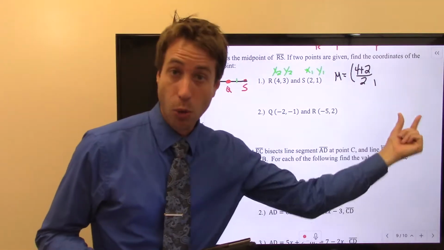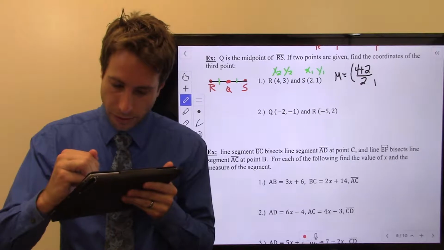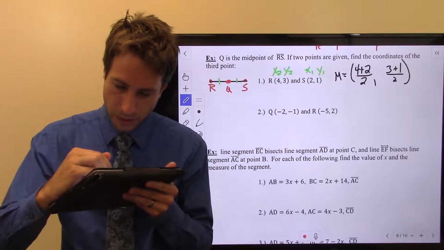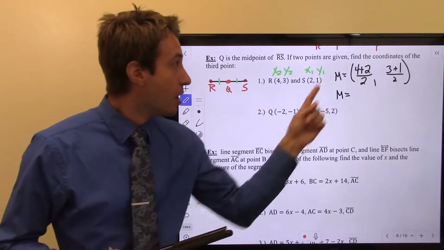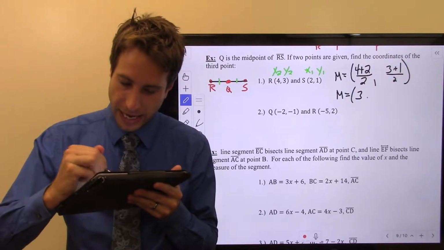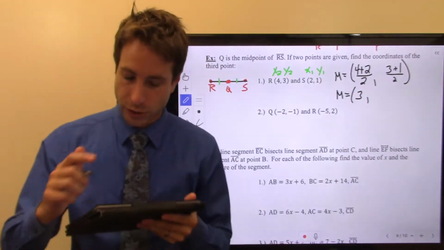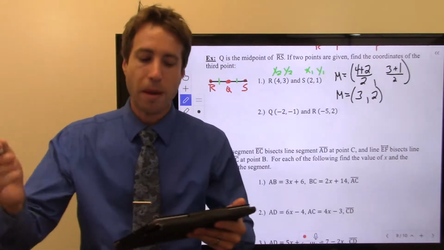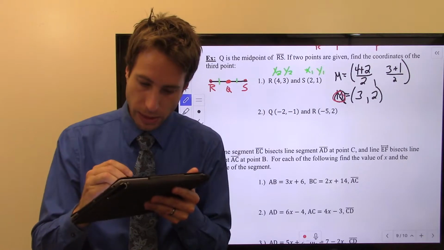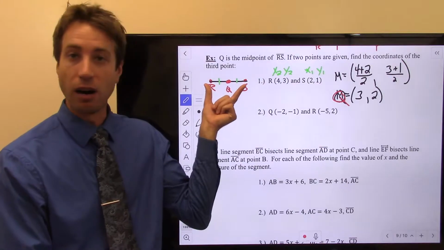And then I need to find my y coordinate, which is y2 plus y1 divided by 2. So that would be 3 plus 1 over 2. Okay, so my midpoint is going to be 4 plus 2 is 6. 6 divided by 2 is 3. Hopefully you don't need a calculator for that, but if you do, don't fat finger something. 3 plus 1 is 4. 4 divided by 2 is 2. So my midpoint, which in this case is Q, is at the point 3, 2. That's the midpoint of RS.